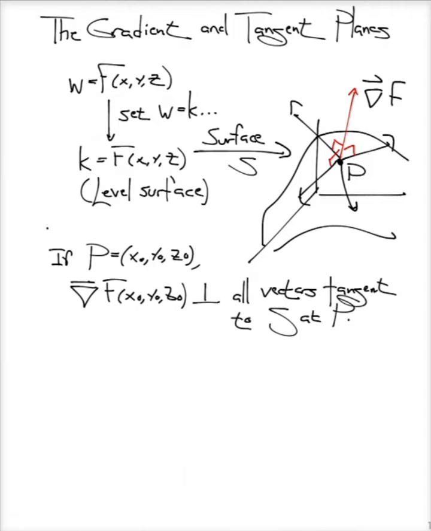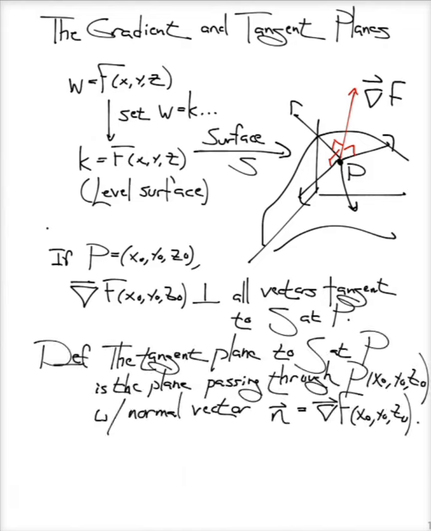So our approach now is the following. We might as well define the tangent plane at P to be the plane which passes through P and which has the gradient of f as its normal vector. So we'll do just that. Here's our definition. The tangent plane to S at P is the plane passing through the point P, x naught, y naught, z naught, with normal vector n given by the gradient evaluated at the point P.